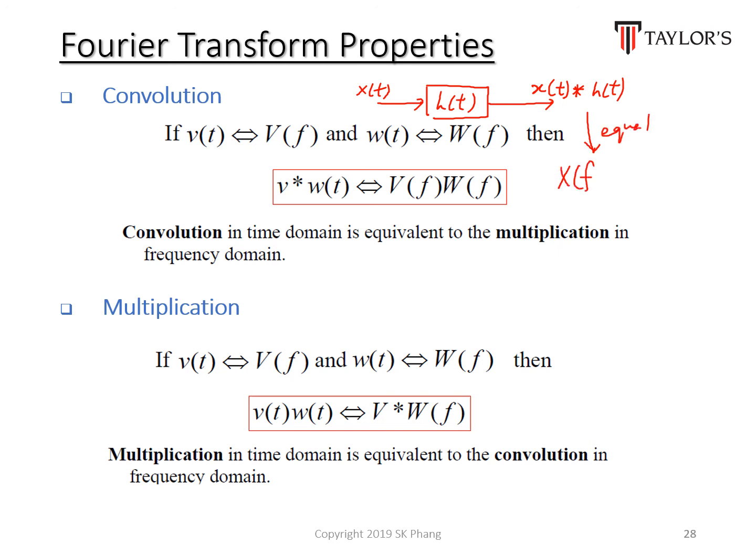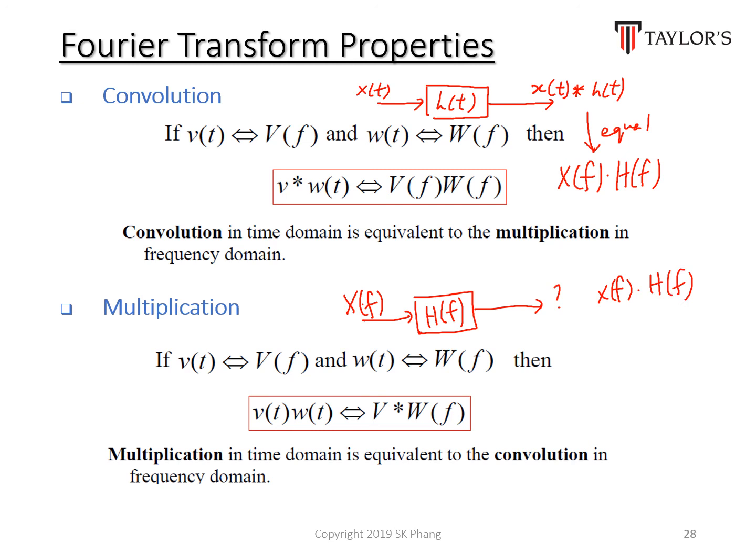X of f, or X of omega, multiplied by H of f, or H of omega. So what we can do now is, instead of passing the signal in the time domain, we use the Fourier transform to find the frequency domain signal and pass it through the frequency domain of the impulse response of your system, and the output will be just them multiplied together. So now you don't have to do the integration anymore, you just do multiplication.